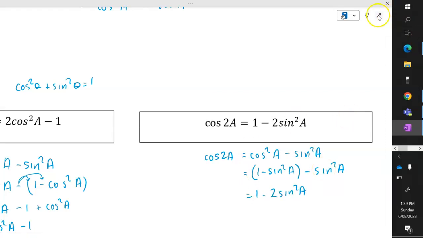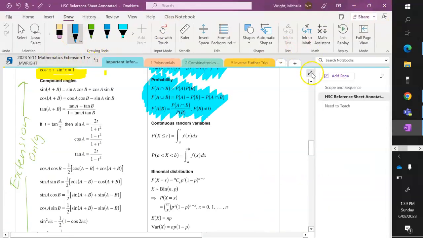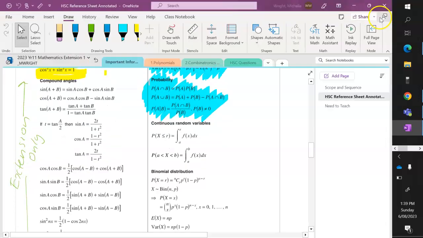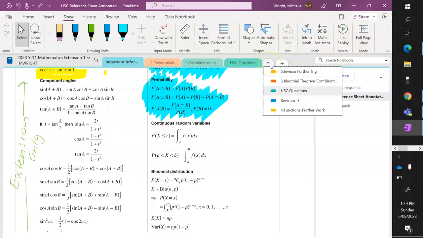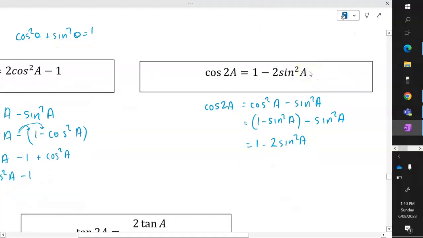Now if we jump back and have a look at the HSC formula sheet, okay, you do not have those on there. So you need to be using these compound angles to get a lot of the things that we just worked out. We'll jump back into our sheet. Okay, so you're not going to be given these formulas. You need to work those ones out yourself.